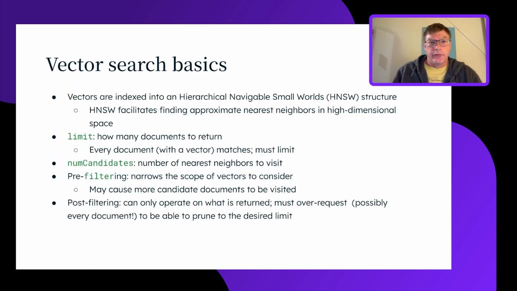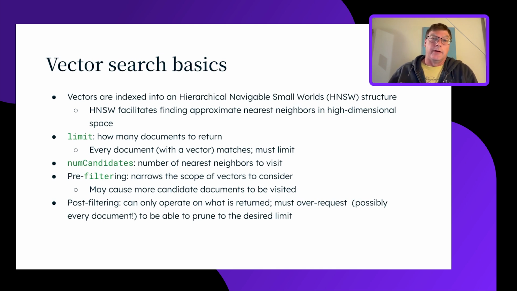All right, let's talk about the vector search basics here just to get things started, talking about filters, pre-filters, and then we'll get into the lexical pre-filter part. So vector search basics. Currently in MongoDB search, vectors are indexed into a data structure called a hierarchical navigable small worlds index. This facilitates finding approximate nearest neighbors in high dimensional space. When you do a vector search, literally every document that has a vector is a match to that vector with some distance relationship, be it Euclidean distance, cosine distance, dot product, and so on.